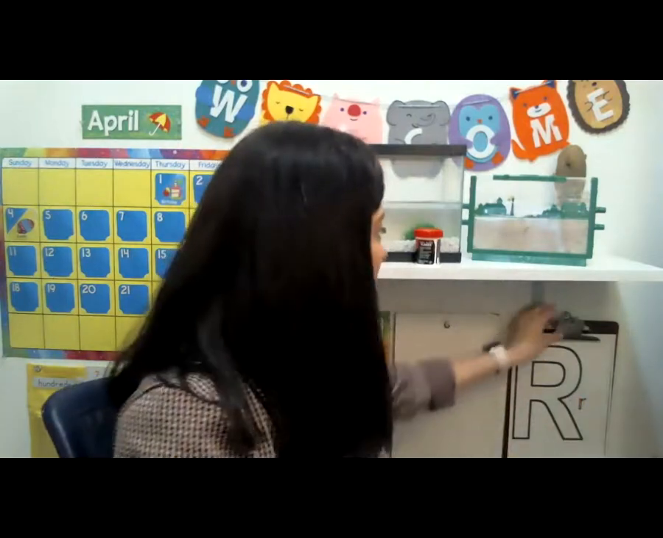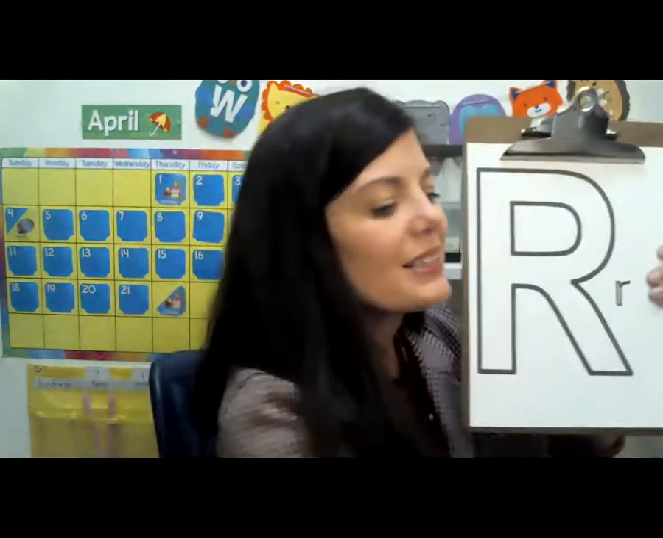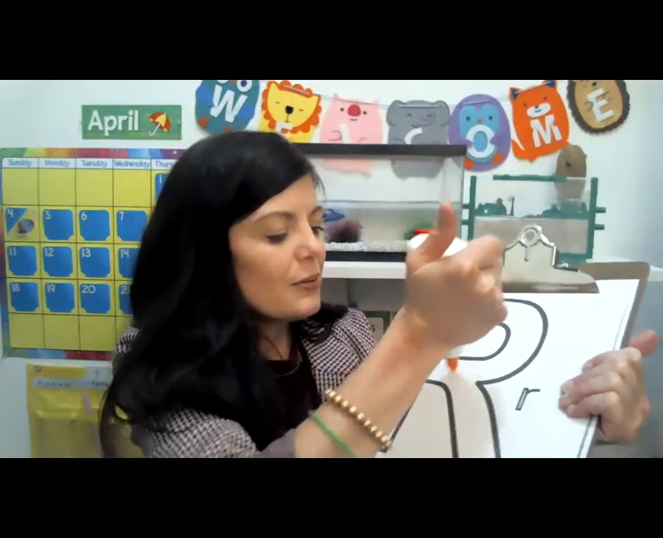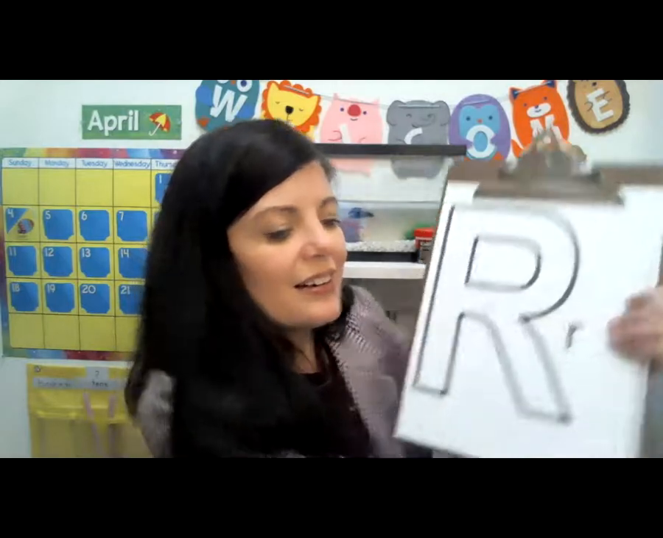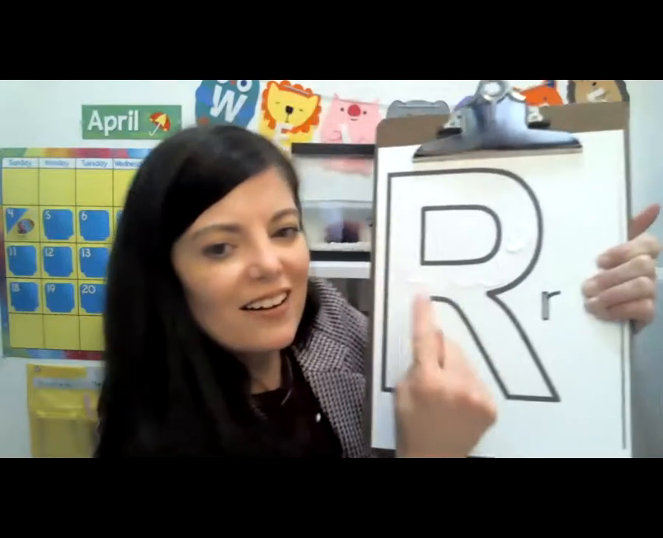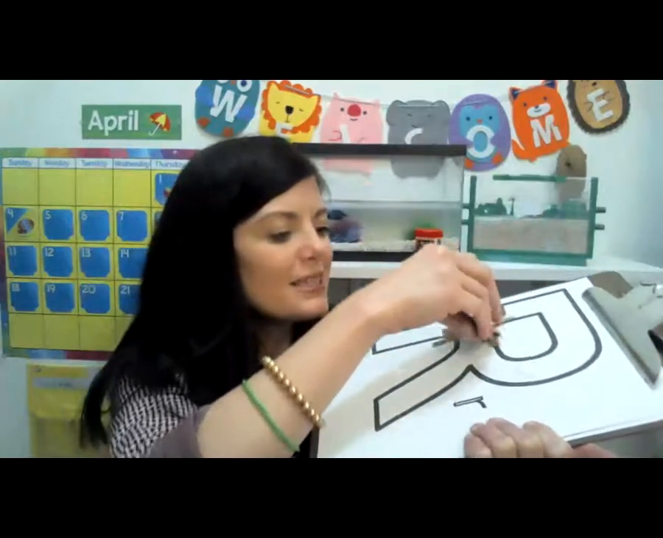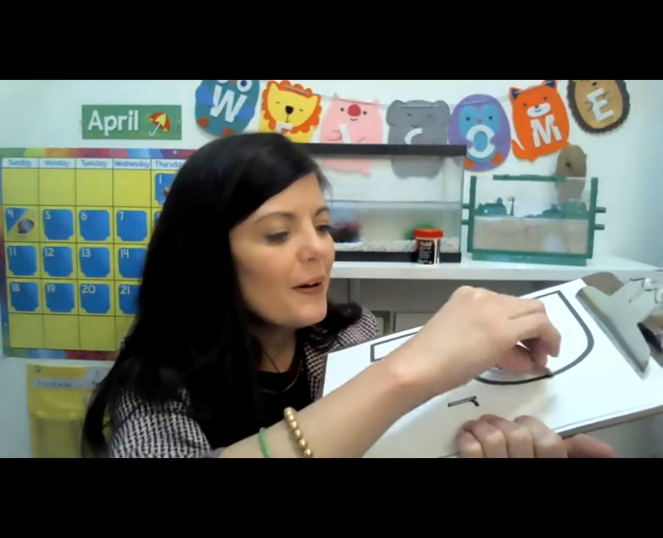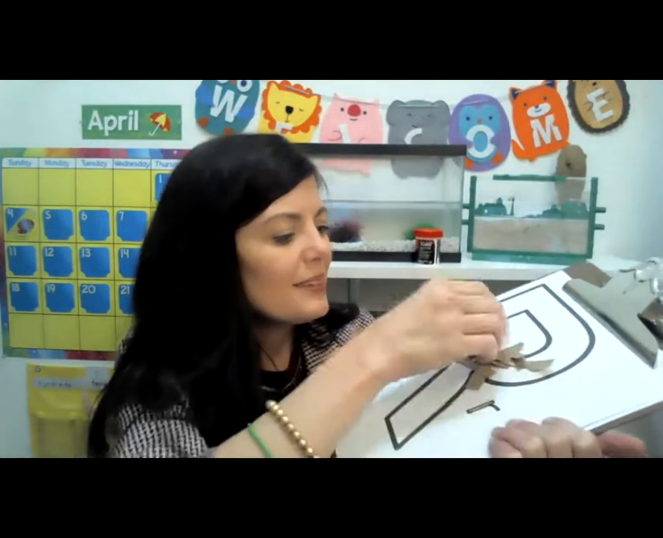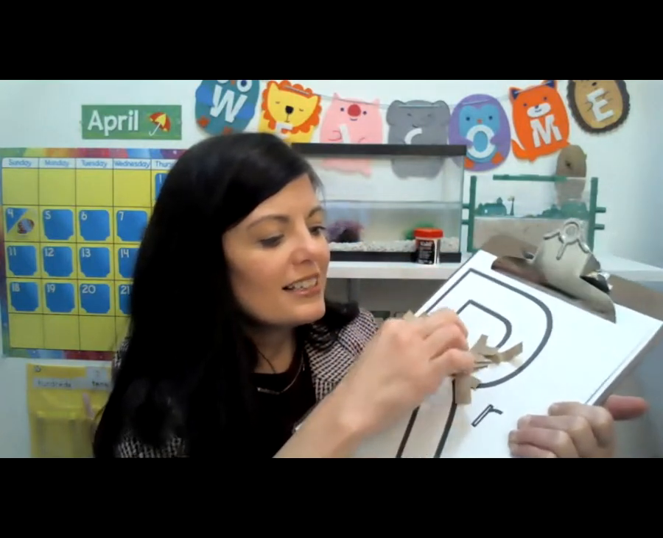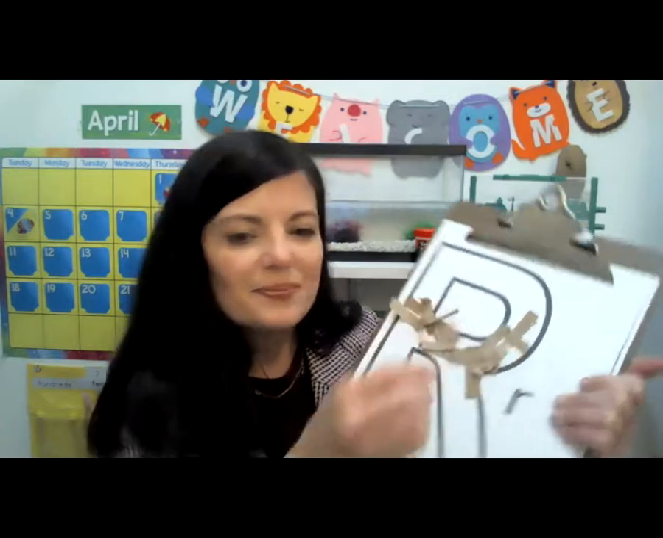Well, let's decorate the letter R. Today we're going to learn that R is for robin. A robin is a bird, so we're going to make this look like a bird's nest. So I'm just going to put some glue right here on the bottom part of this R. And then I just have some brown paper that I cut out. And I'm just going to put that brown paper all around on this curved part of the R so that it looks kind of like a nest.